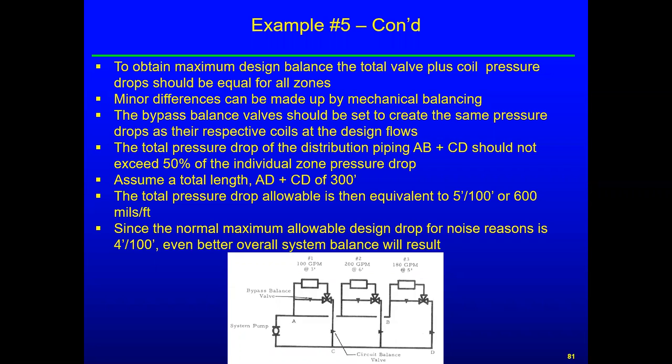If we assume AD plus CD, now that should be what? That should be AB plus CD. That's a typo. Anyway, it's 300 feet. So then the allowable drop is 5 foot per 100. You just take 50% of the zone drop and divide it by the equivalent length. And since normal maximum allowable design drop for noise criteria is 4 foot per 100, even better overall system balance will result. So we're good.